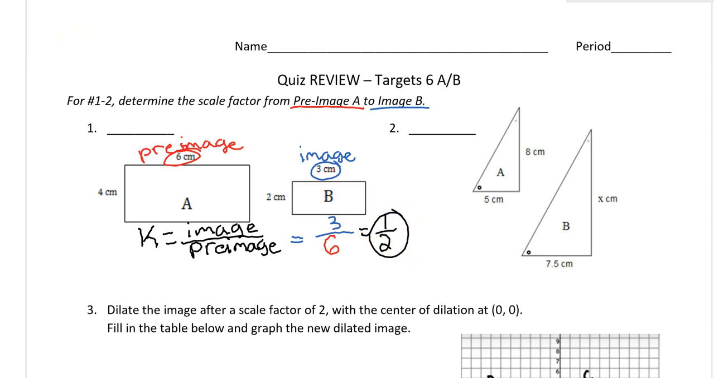The last thing I'm going to think is, does this make sense? Well, if I'm going from here to here, it is getting smaller. My scale factor is less than 1. That is a reduction. Great.